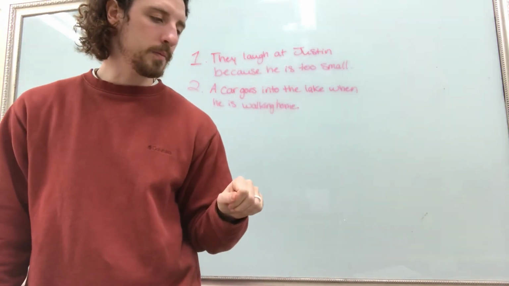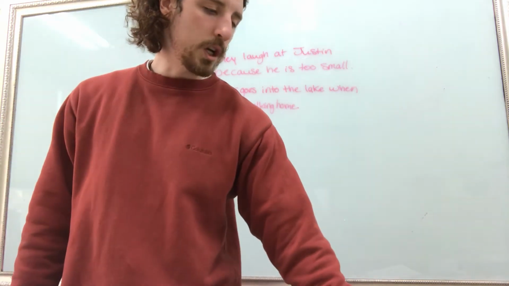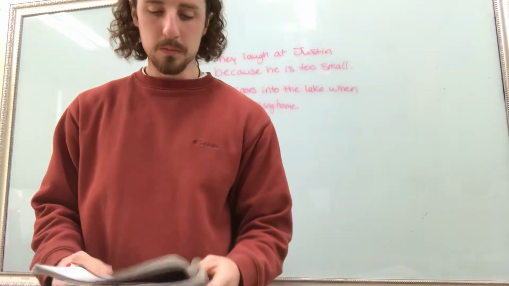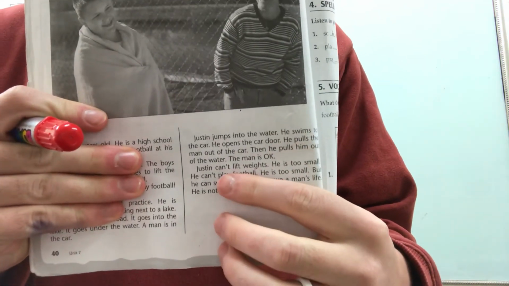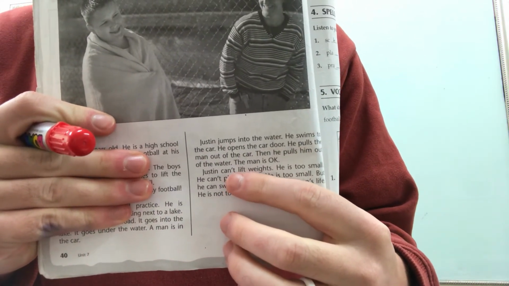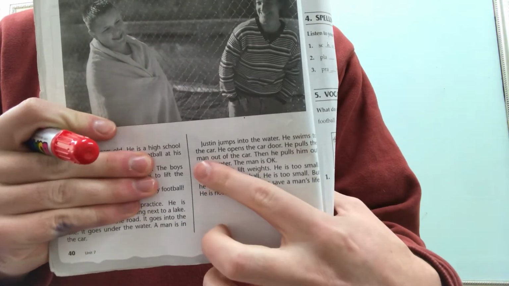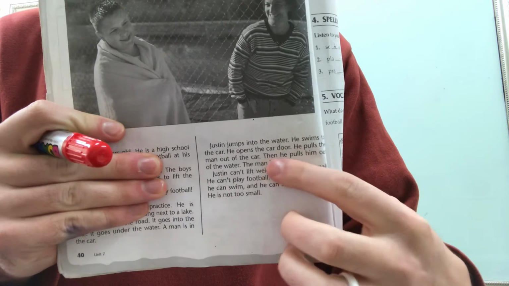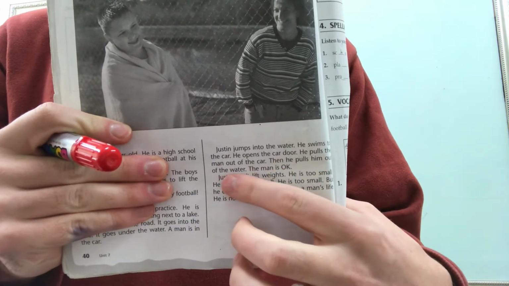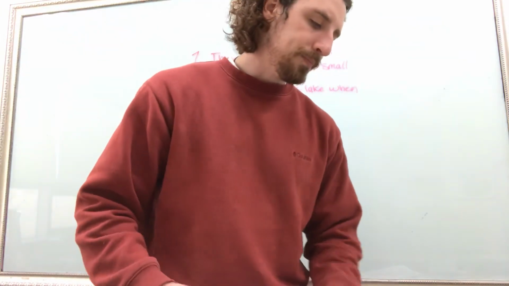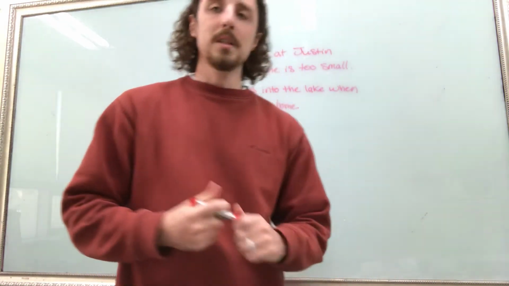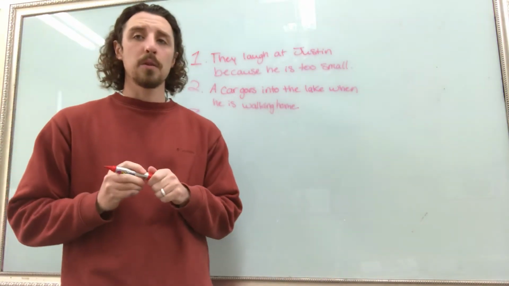Okay? Alright. What does Justin do? So when the car goes into the lake, what does Justin do? He pulls the man out of the car. Then he pulls him out of the water. The man is okay. So, what does Justin do when the car goes into the water?